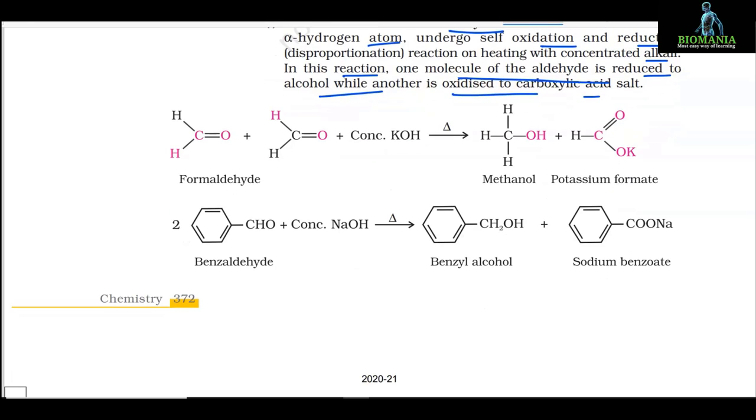Here you can see formaldehyde with concentrated KOH on heating, it is forming methanol plus potassium formate, and the formula of potassium formate is HCOOK. And methanol formula is CH3OH. 2 benzaldehyde with concentrated NaOH on heating forms benzyl alcohol and sodium benzoate.